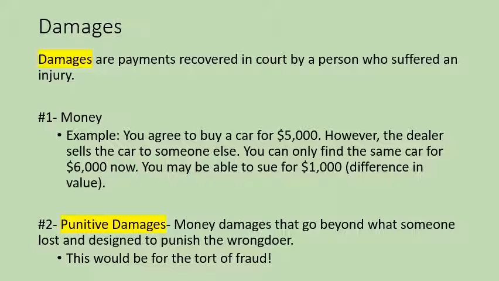Now, number two, these are punitive damages. Punitive damages are money damages that go beyond what someone lost, and they're designed to punish the wrongdoer. These would be examples of when you've been defrauded. Somebody has committed fraud against you. This would actually be more of a tort issue, and it's designed to punish the person that committed the fraud.